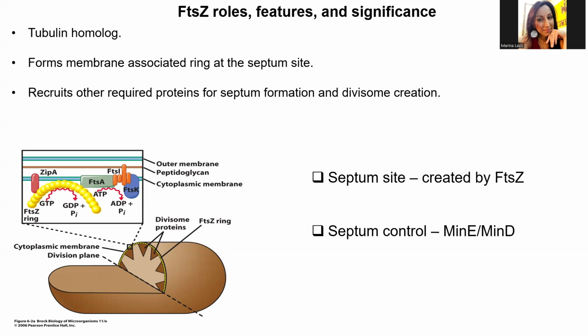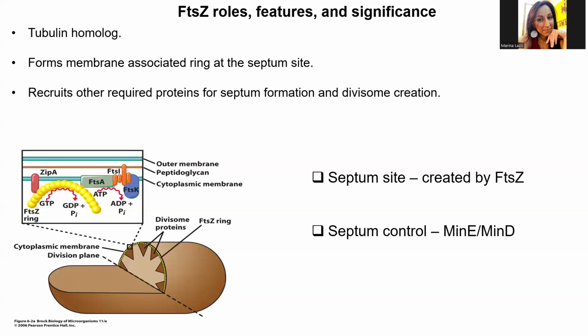So again, tubulin homolog. It's the main protein that forms the septum. So don't get confused. Min E is not the protein that forms the septum. Min E is very transient. It's required, but it's not the main one. And again, I'm telling you this because it comes up as a question. So the septum is created by FtsZ, but septum control is done by Min E.